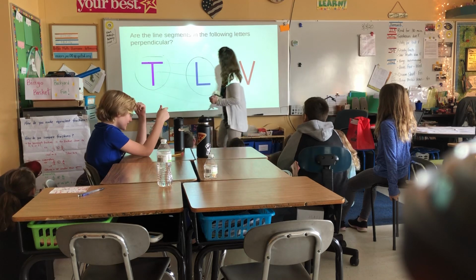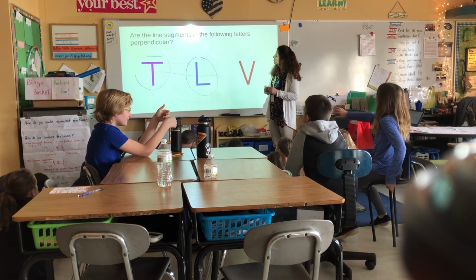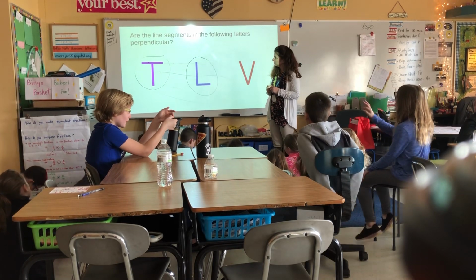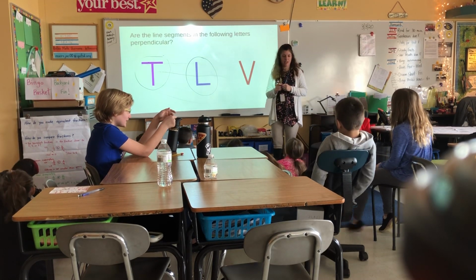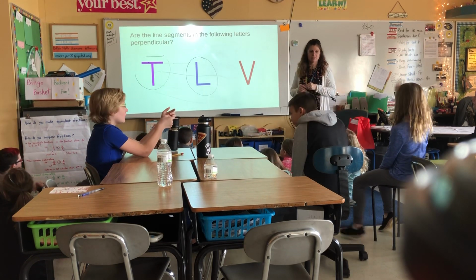Because there's a right angle at the corner part of the L on the bottom, but then on the T there's two. And they have what kind of angles in them? That's very important. Right angles.